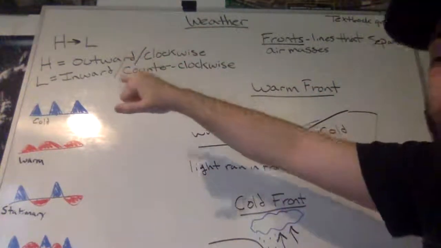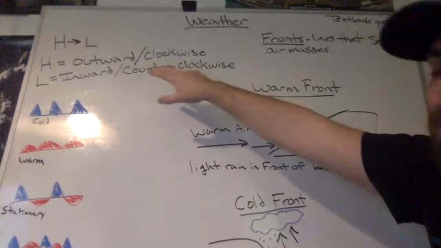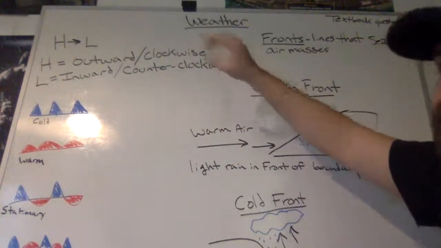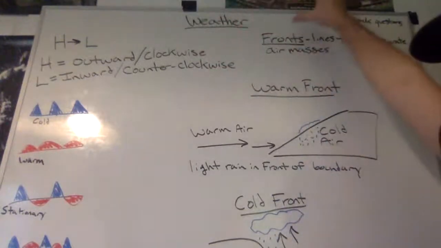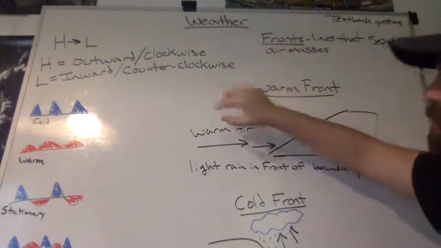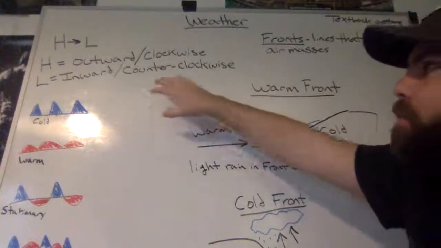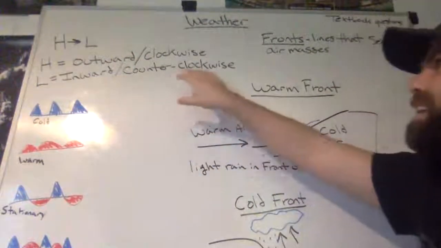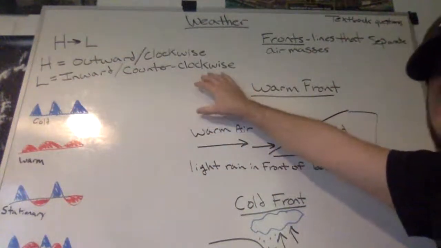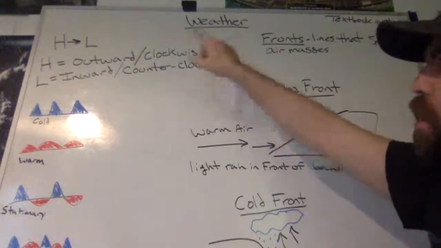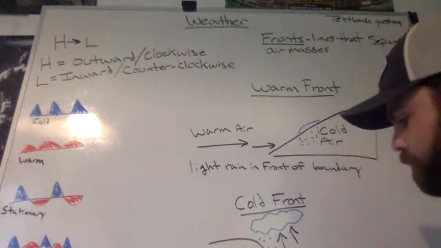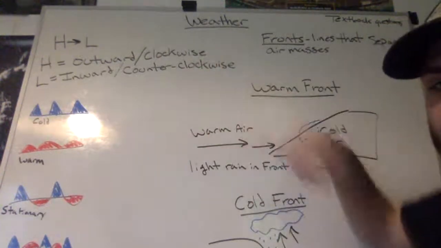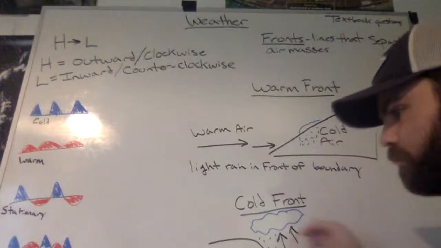A high pressure system is always going outward and it's always going in a clockwise rotation. I always remember the clock is high on the wall and clocks always go clockwise. Now a low pressure system is inward. All the wind is going in towards the low pressure system and it's counterclockwise. That's why all of our hurricanes have a counterclockwise pattern going around. Especially when you get an aerial view of a hurricane, you'll see that it actually spins when you look at those videos and photos.